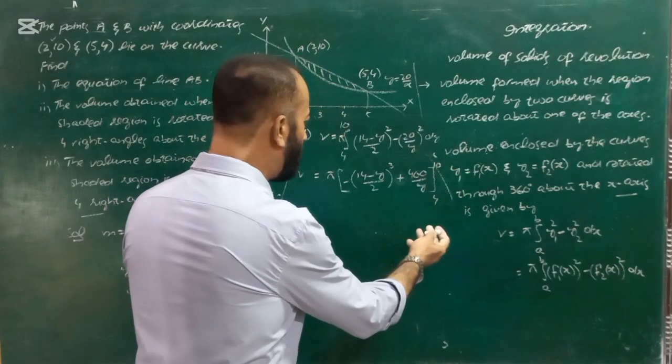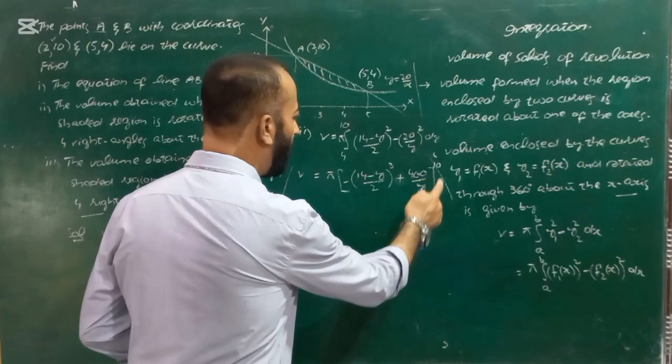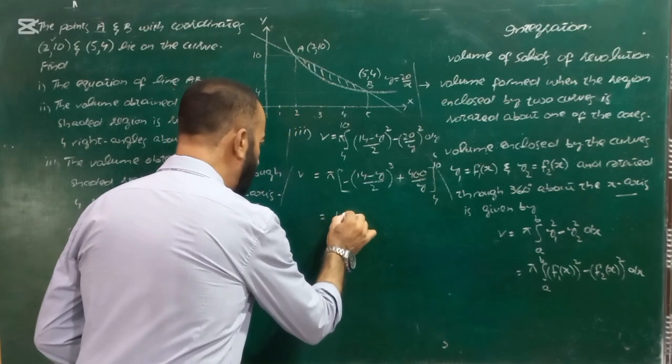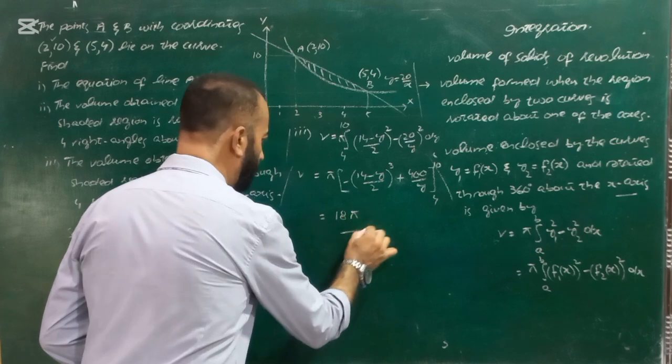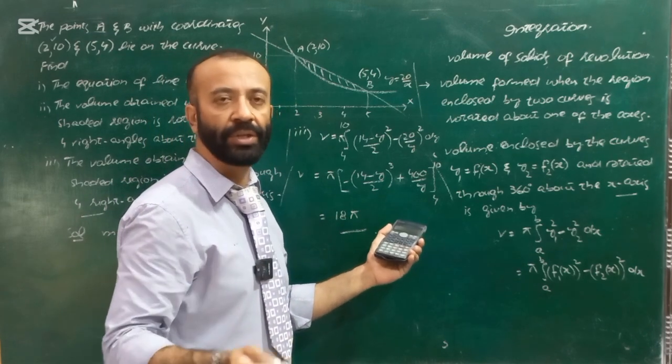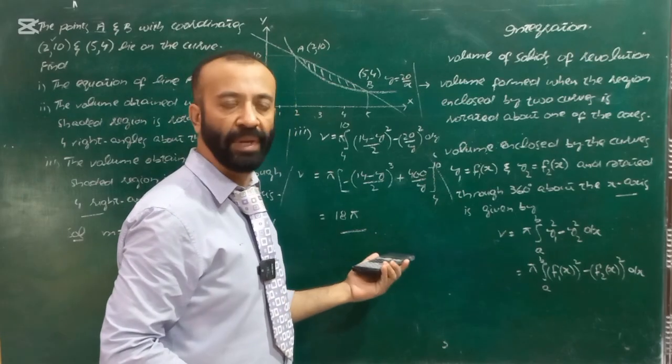Okay, the rest of the question is very much easy now. Apply the limit, that will be upper limit minus lower limit. So you will get the answer 18 pi. So solve the question, apply the limit by yourself, and check the answer. This will be 18 pi.